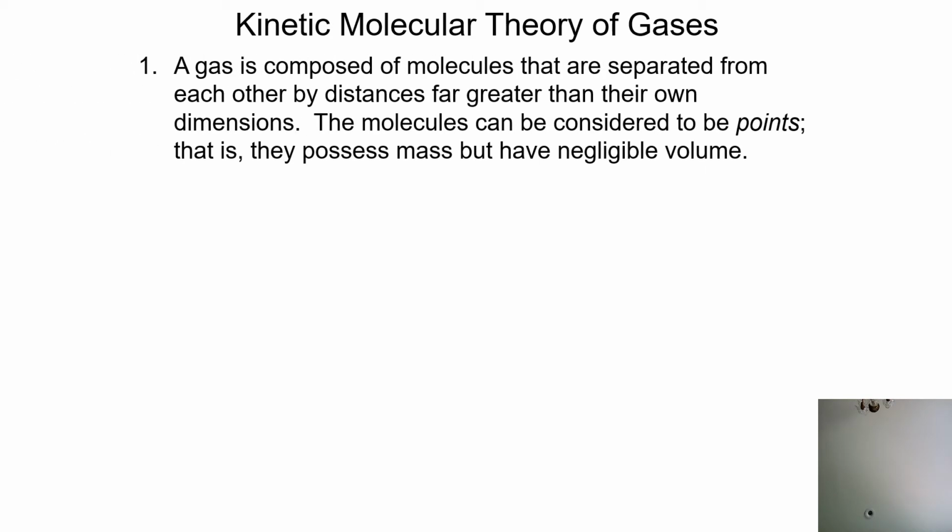So the first statement in kinetic molecular theory basically defines a gas. And the gas is defined as gas molecules being hard spheres without internal structure. These molecules are separated from each other by distances that are greater than their own dimensions, and the molecules are points. They have mass, but essentially zero volume.